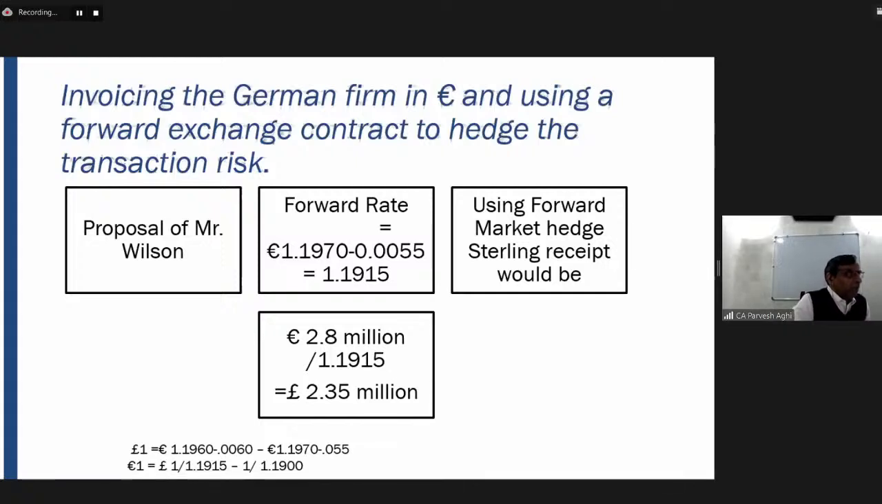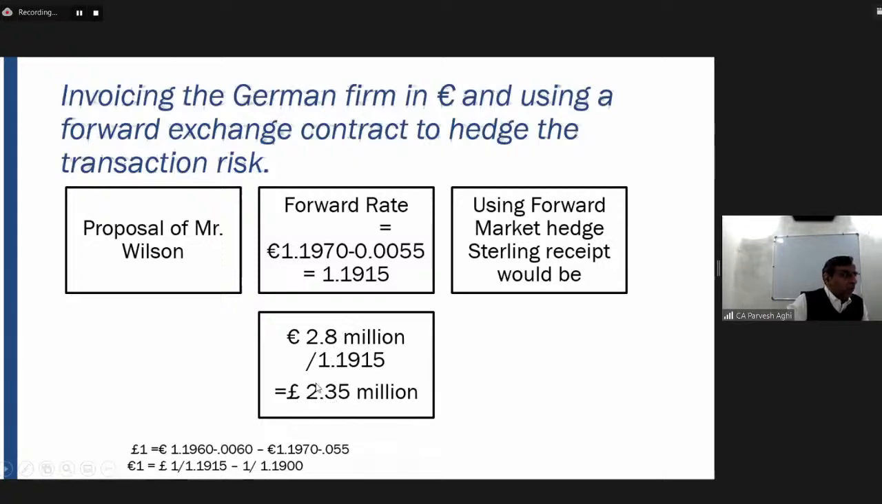So the bid rate will be relevant, not the ask rate. If he has to buy, then the ask rate is relevant here. Okay, so he checks it with the bank. The bank gives him a rate of 1.1970 minus the swap points, which is 1.19. So use this rate to convert into the pounds.